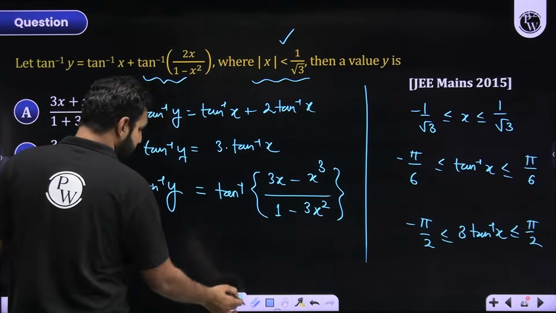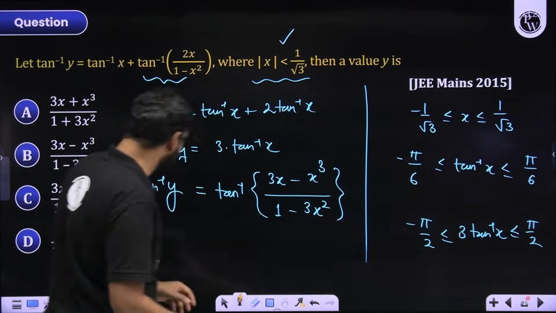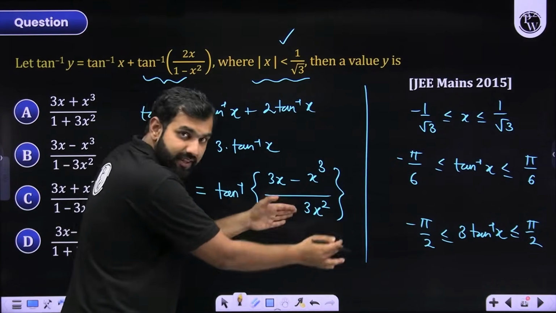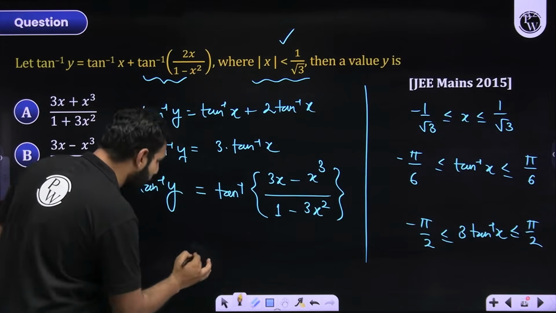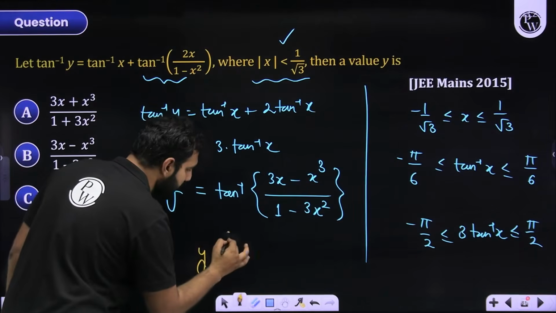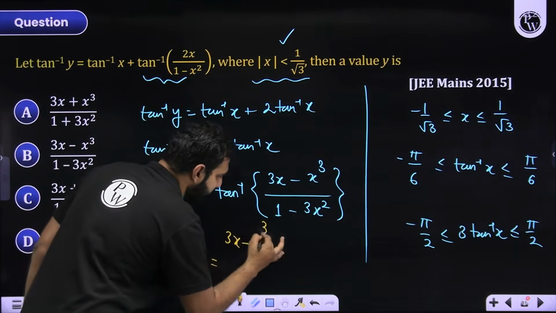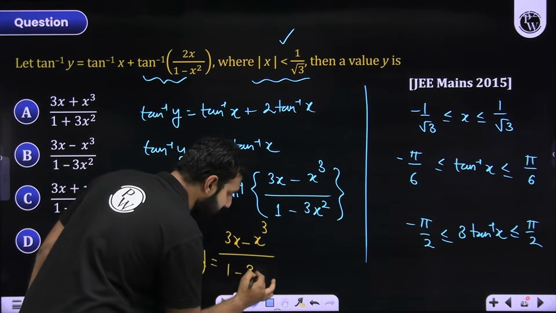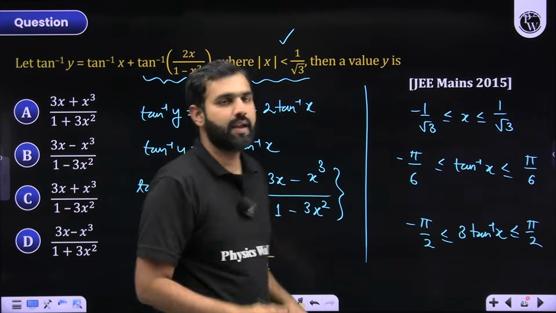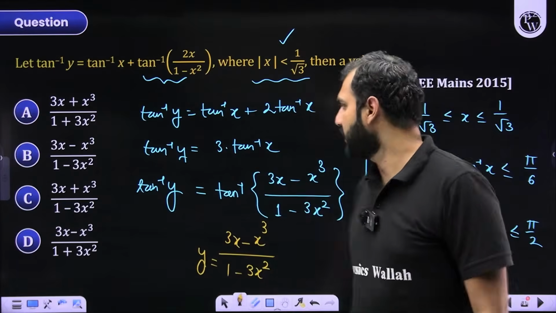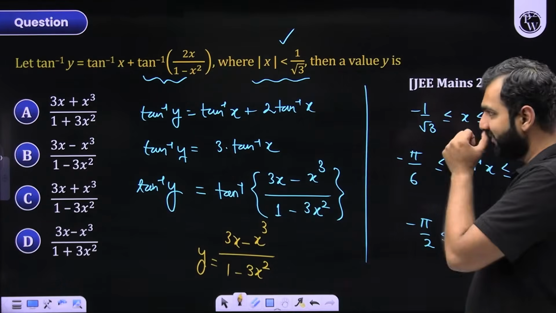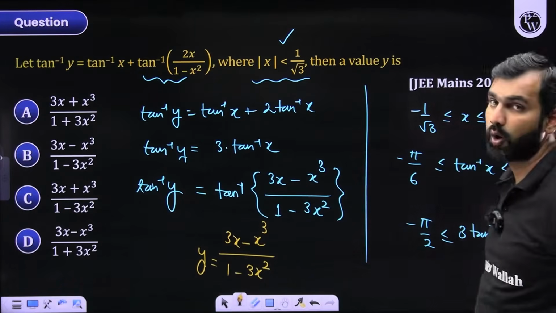So from here, I can directly compare and say that if tan inverse y is equal to tan inverse of this without any adjustments, then y is undoubtedly going to be 3x minus x cube upon 1 minus 3x square. Did you get that? Are you able to understand this particular chapter more clearly? And that's exactly what we have, 3x minus x cube over 1 minus 3x square, option B.